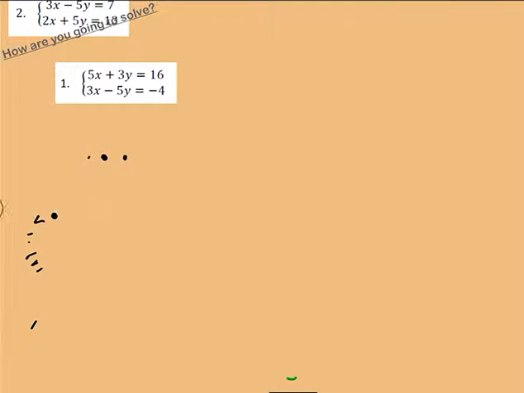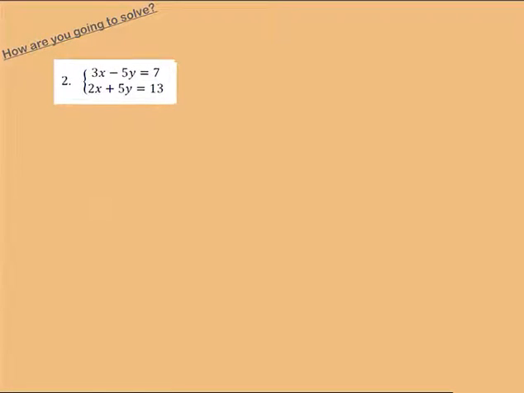Now, taking a look at number 2. First of all, I was thinking I want to use elimination simply because I have the same number with opposite signs, and I have standard form. So not using elimination on this one would be making my life a lot more difficult. If you chose to use substitution, then you'd end up with fractions and decimals, and no one likes that.